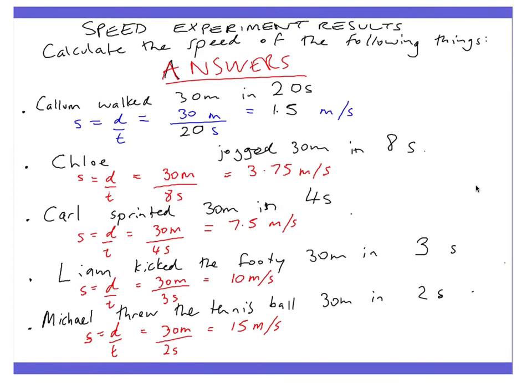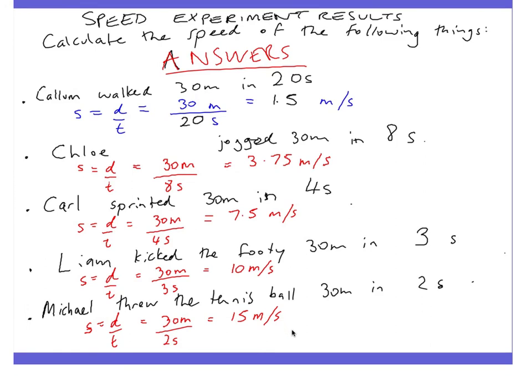Right, I've just flicked on to the next slide. So here are the answers. Callum was 1.5 meters per second, as I've said. Chloe was 3.75 because she did 30 meters in 8 seconds. Carl did 7.5 meters per second, Liam did 10 meters a second, and finally Michael did 15 meters a second.